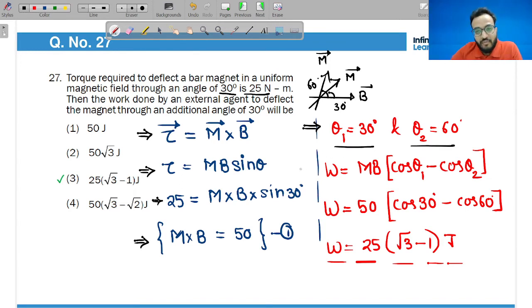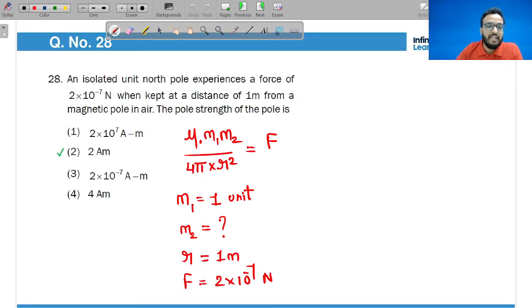So what is the formula for work done? MB cos theta 1 minus cos theta 2. Cos theta initial minus cos theta final. So put the value of MB. Theta 1 is 30, theta 2 is 60. Put every value and definitely you will get this right answer. Got it?